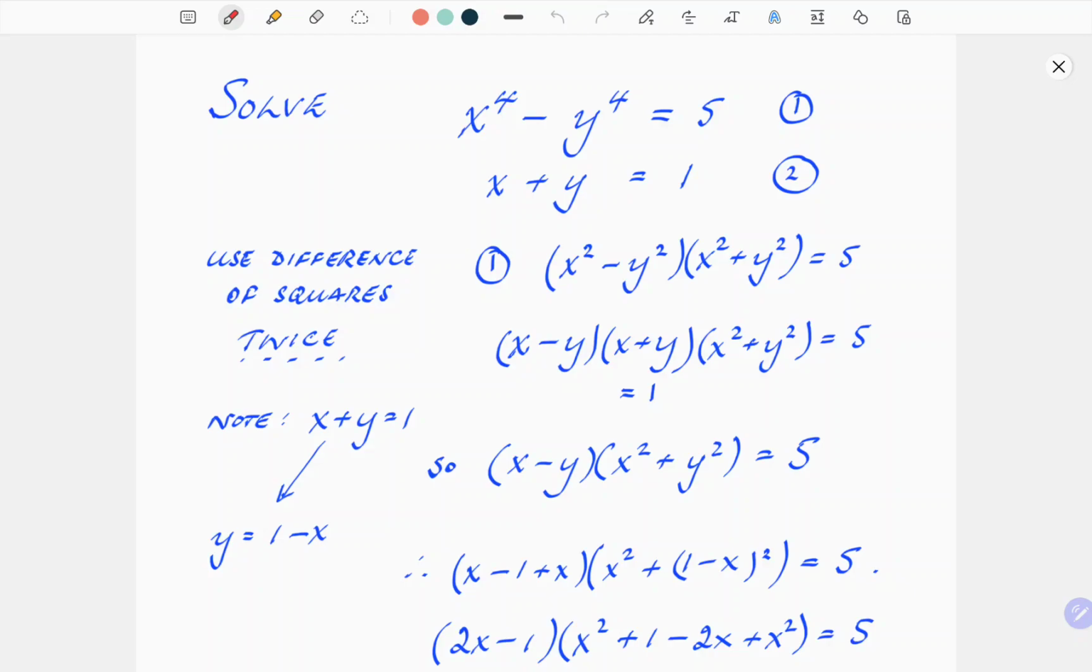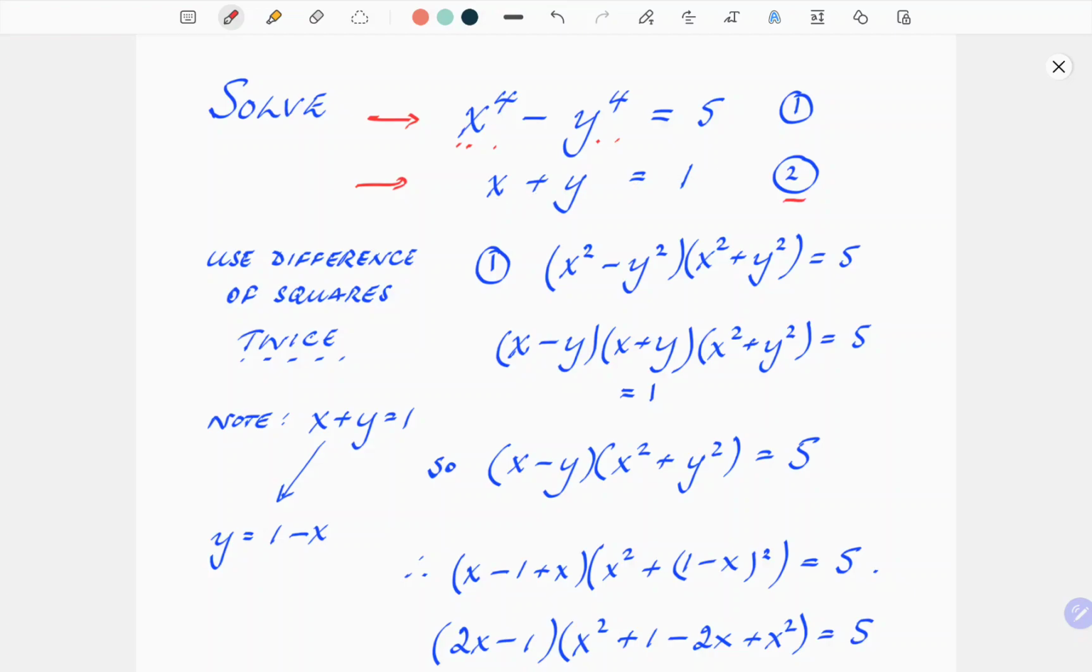All right, on that note, let's go straight into it. So we're solving two simultaneous equations. As you can see, the first one is x to the power 4 minus y to the power 4. Second one, equation 2, is just x plus y equals 1, a linear.